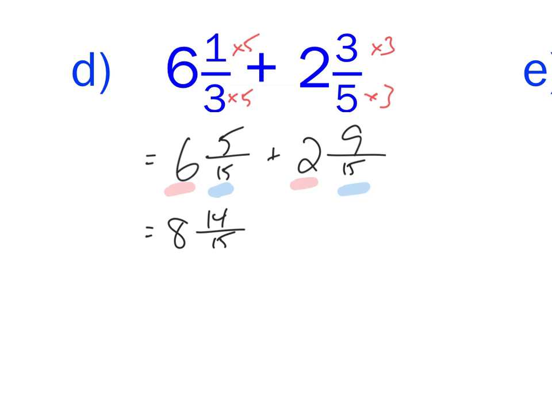Now, let me look at this. 14 over 15. That's not an improper fraction. Is there a number that divides into 14 and 15? No. So we're done. So the answer is 8 and 14 fifteenths.